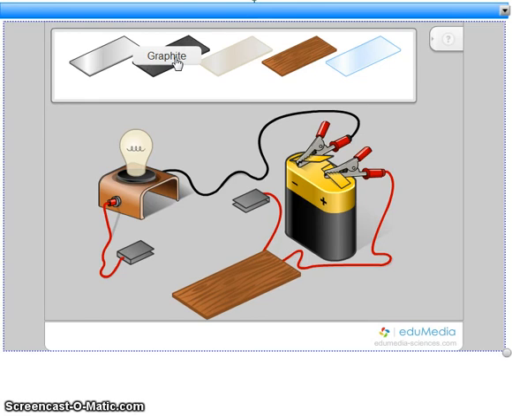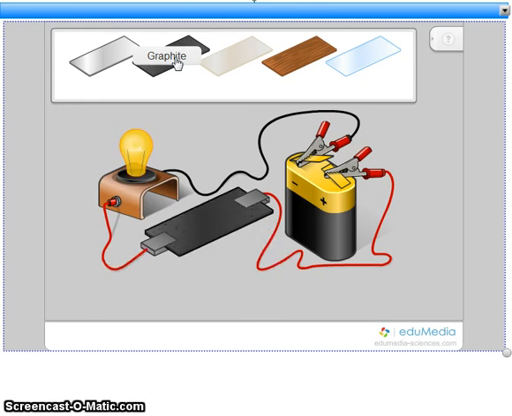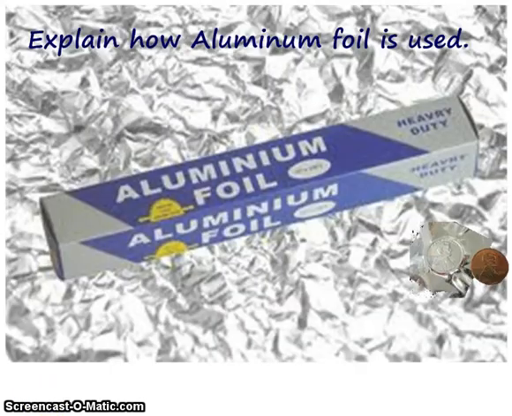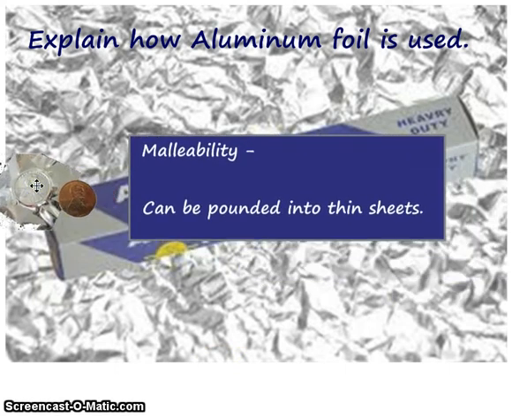Now let's try slate or graphite. Notice when the graphite gets put between the 2 wires, you can see that the light bulb illuminates. Why? Because graphite is electrically conductive. Let's look at another way that we can physically describe matter. Let's go back to our aluminum. Let's look at this aluminum foil. The fact that aluminum foil can be pounded into thin sheets is known as malleability. Malleability is another physical property of matter.